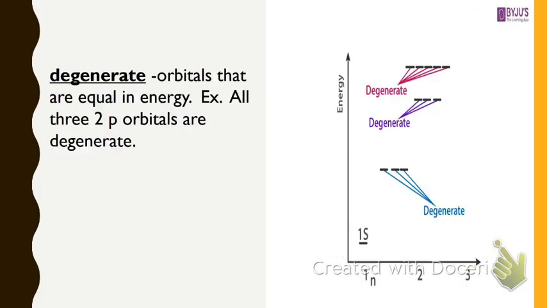Degenerate orbitals, or orbitals that are all of equal energy. So basically your P has 3, so they're all equal energy. D has 5, all equal energy. F has 7, all equal energy with each other.